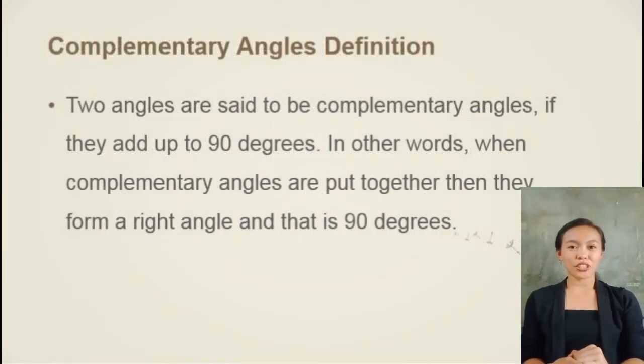Complementary angles definition. Two angles are said to be complementary if they add up to 90 degrees. In other words, when complementary angles are put together, they form a right angle, and that is 90 degrees. For example, angle 1 and angle 2 are complementary if the sum of both angles is equal to 90 degrees, and thus angle 1 and angle 2 are called complements of each other.